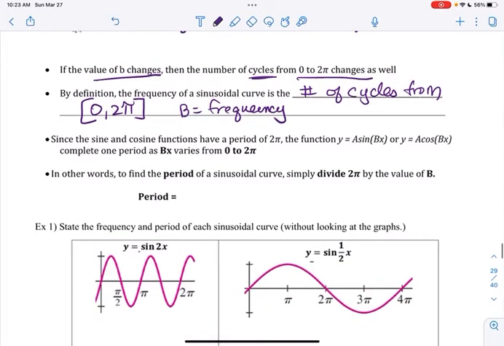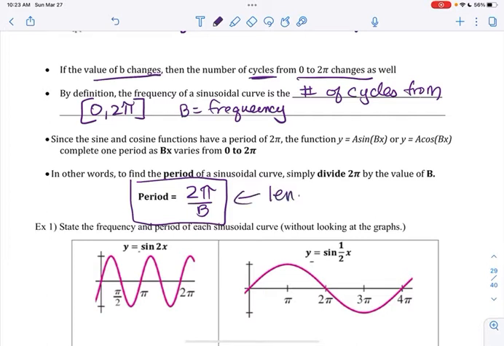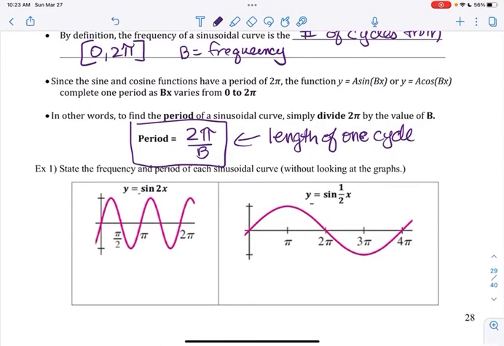To find the period of a sinusoidal curve, all you're going to do is divide 2 pi by the value of b. So the period is 2 pi divided by whatever b is. So that's important. This is the length of one cycle, and I'll show you some pictures. So to find the period, you're going to do 2 pi divided by b.